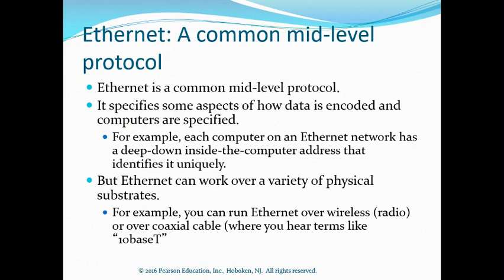Ethernet is a common mid-level protocol. Ethernet specifies some aspects of how data is encoded and how computers are addressed. For example, each computer on an Ethernet network has an address, deep down inside the computer, that it is identified by, and this address is unique. But Ethernet can work over a variety of physical substrates. For example, you can run Ethernet over wireless radio or over coax cable, where you hear terms like 10BaseT.